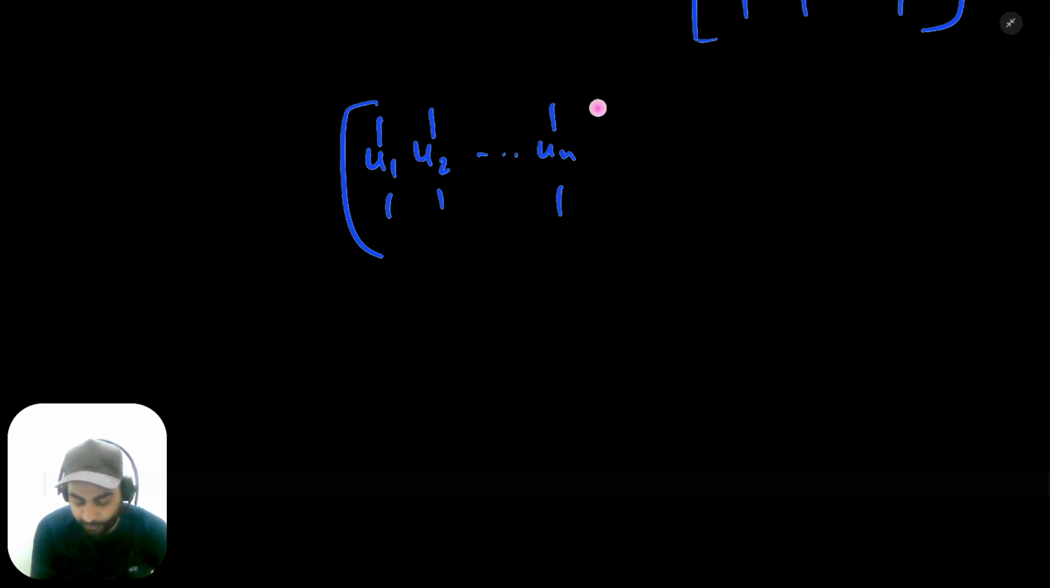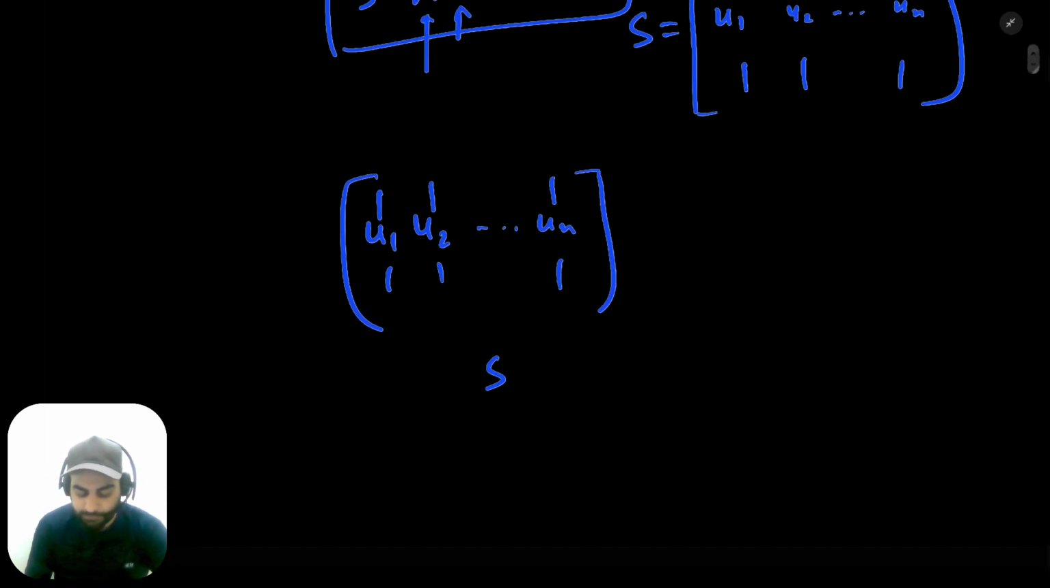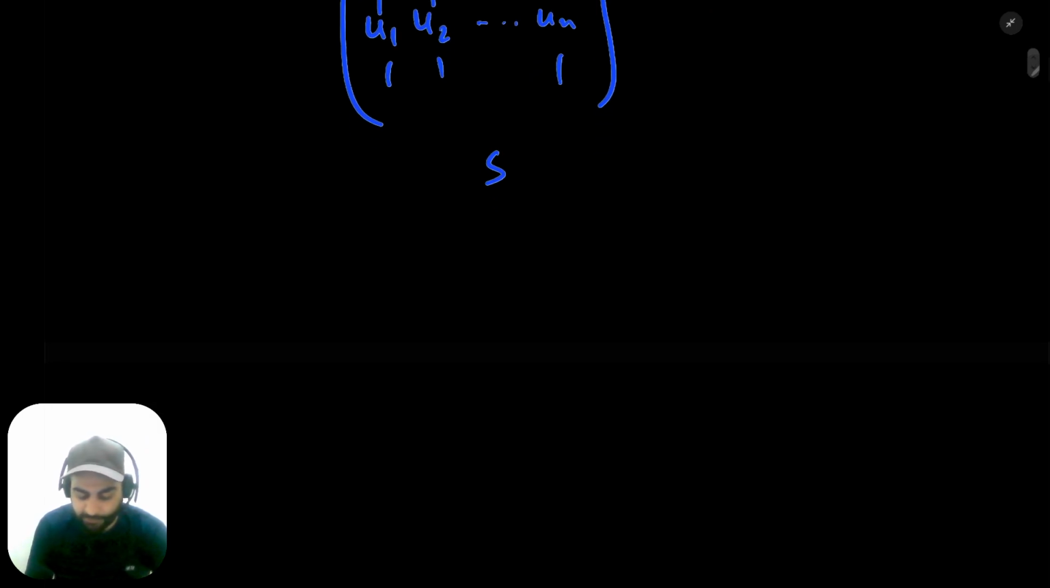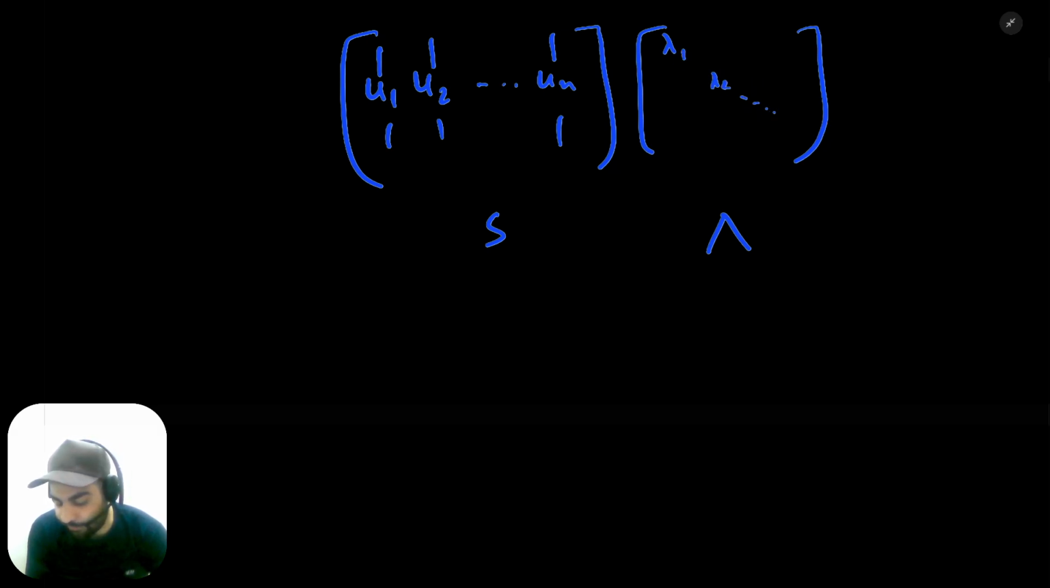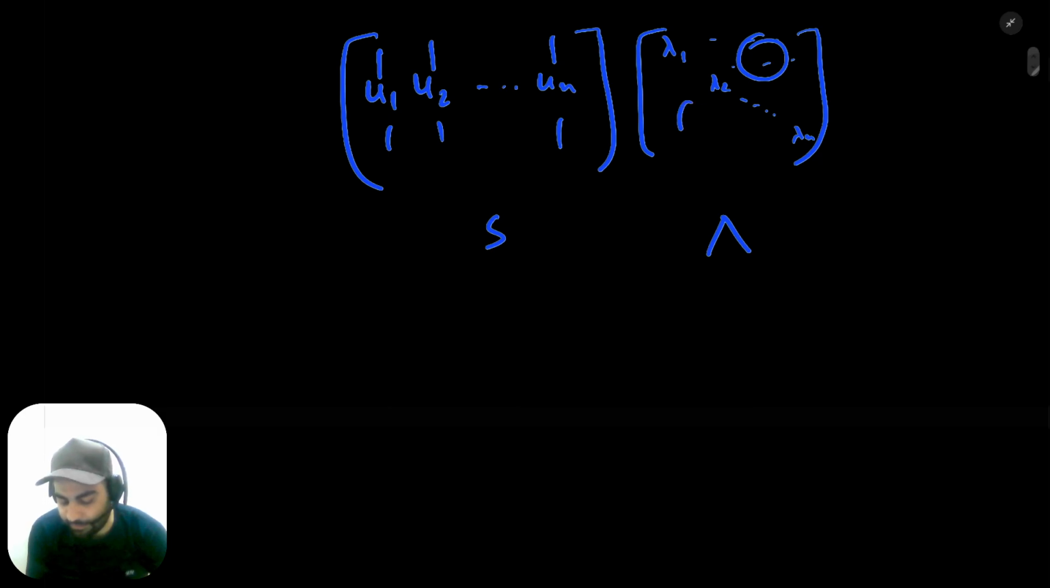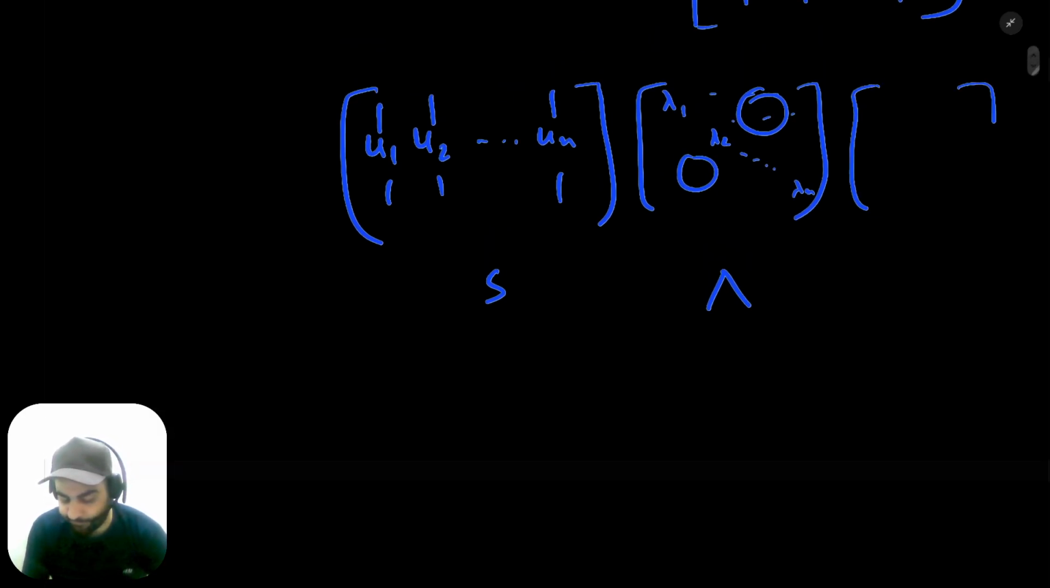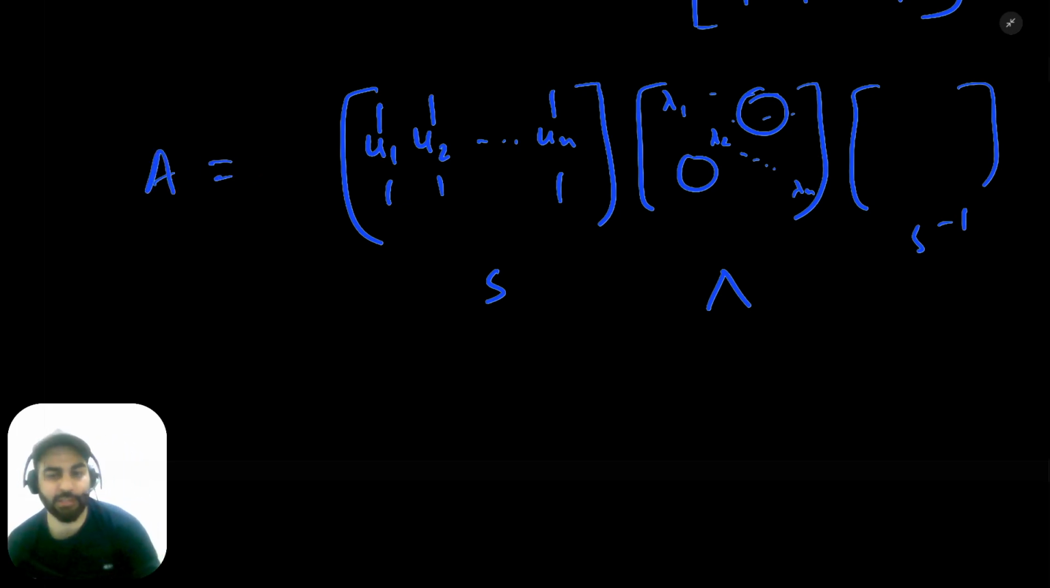Now I'll try to prove this property. If I write this S, it is u1, u2, and so on till un. This is S. After that, big lambda is a diagonal matrix which has the values lambda 1, lambda 2, and so on till lambda n, and everything else is 0. Then here we have S inverse. Now let me prove that this is equal to A.